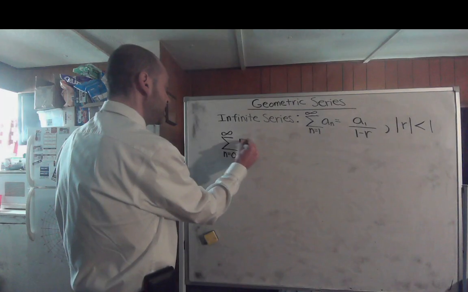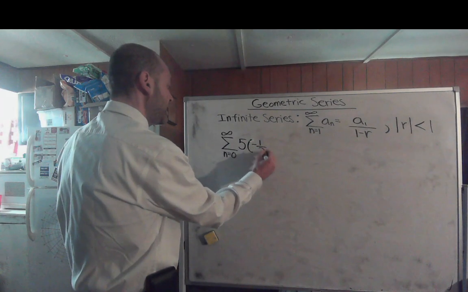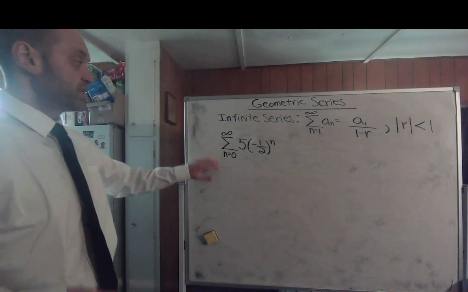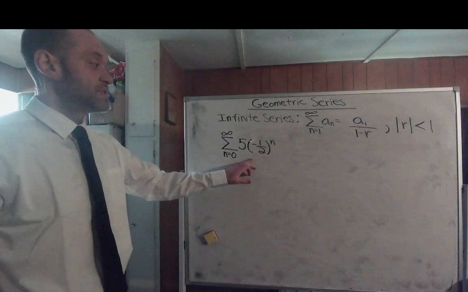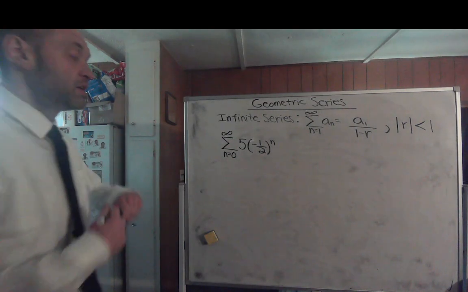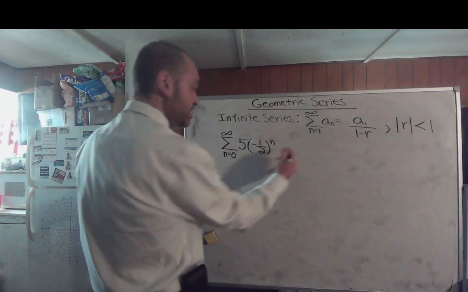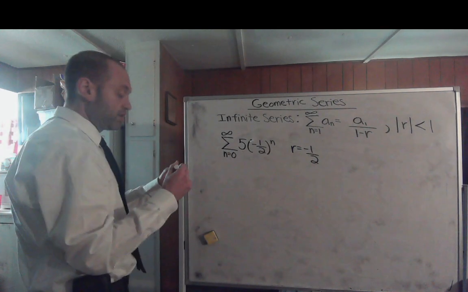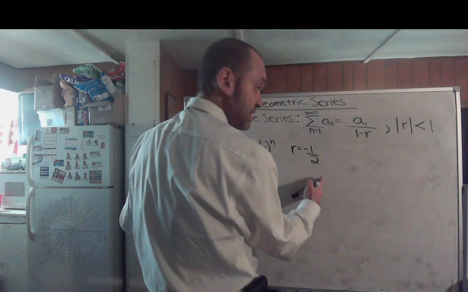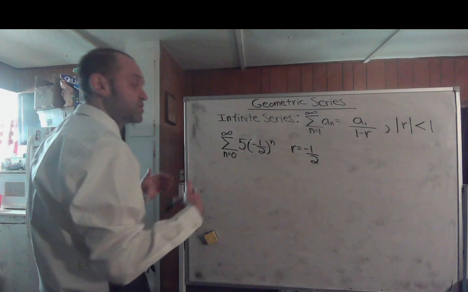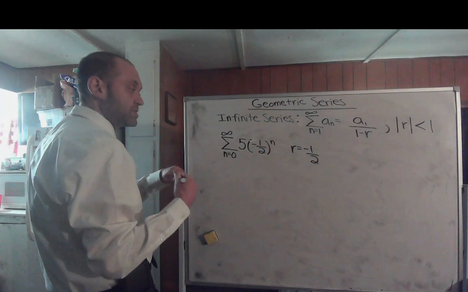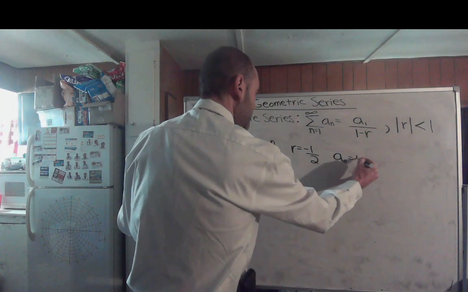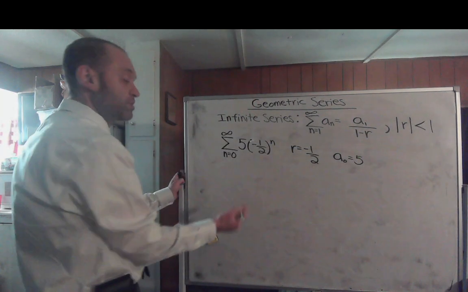All right. We have 5 times negative 1/2 to the n. So the sum from n equals 0 to infinity of 5 times negative 1/2 to the n. Well, our common ratio is negative 1/2. If we take the absolute value of negative 1/2, we get positive 1/2, which is less than 1. So yes, we can find a finite answer. Our a sub 0, which is our first term, is 5. Now we can go ahead and apply the formula.